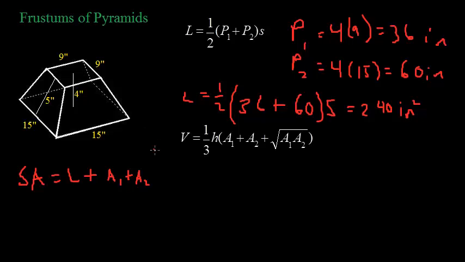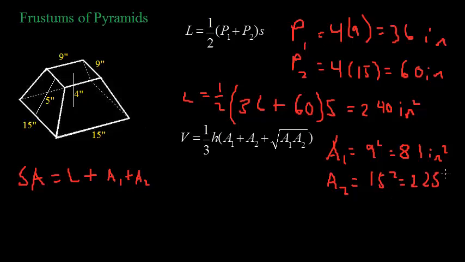of a frustum. To find the volume, we do need to find the area of the 2 bases. A1, right, the area of that top is side times side because it is a square. So we have 9 squared, giving us area of 81, and that's inches squared. Our second area, the area of the larger base, is 15 squared, which gives us a bottom area of 225 inches squared. So those are the areas of our bases.